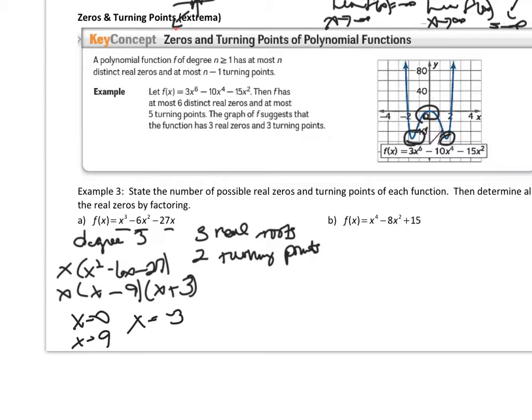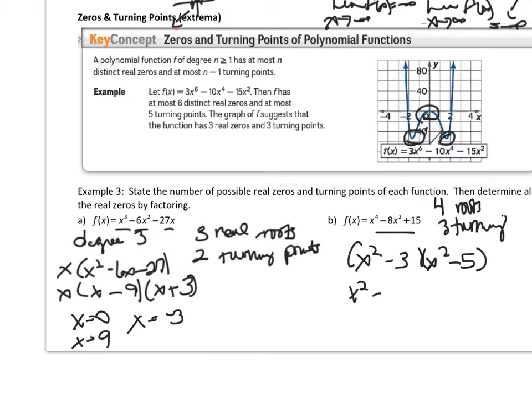In B, we have 4 real roots. We have at most 3 turning points because it's one less. And to factor this, at first I looked at this and thought, uh-oh, how am I going to do an x to the 4th? But I notice right here that if I were to put an x squared in each of these, I need 2 factors that multiply together to give you positive 15 and add together to give you negative 8, and that would be 5 and 3.